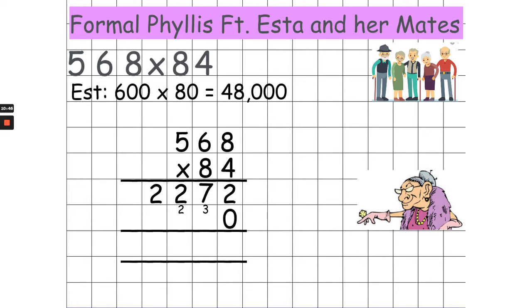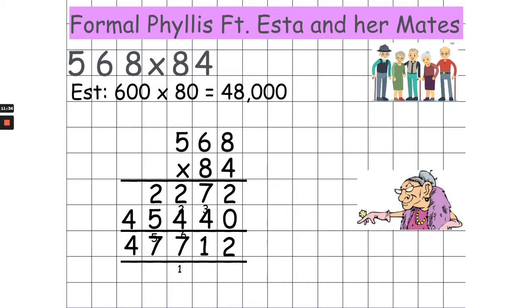Now moving on, we're multiplying by 80, but because I have my 0 as a placeholder, I can use multiplying by 8 now. 8 times 8 gives me 64, regroup. 8 times 6, and add on the regroup, 54. 8 times 5, remembering to add on that regroup. And now I add these together. 47,712.